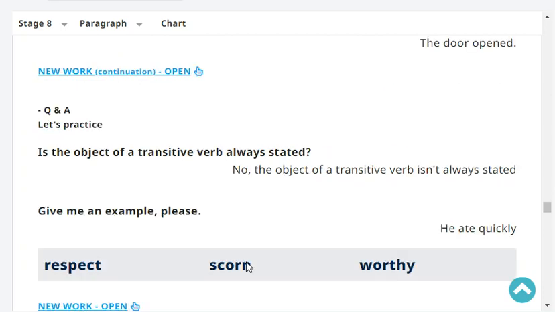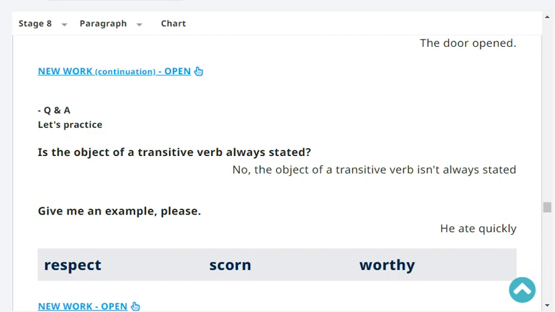Greg, is the object of a transitive verb always stated? No, the object of a transitive verb isn't always stated. Give me an example, please. He ate quickly.